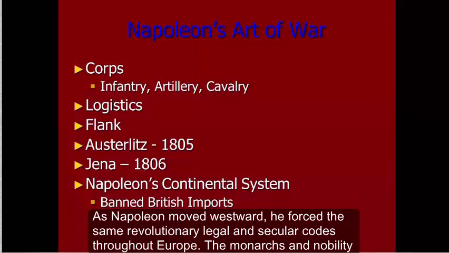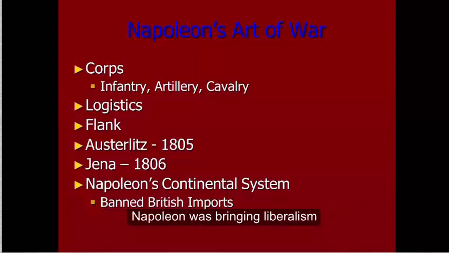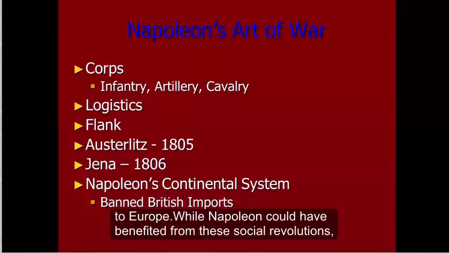As Napoleon moved westward, he forced the same revolutionary legal and secular codes throughout Europe. The monarchs and nobility that had been in power were losing their status, and the peasants were obtaining a thirst for power. Napoleon was bringing liberalism to Europe.